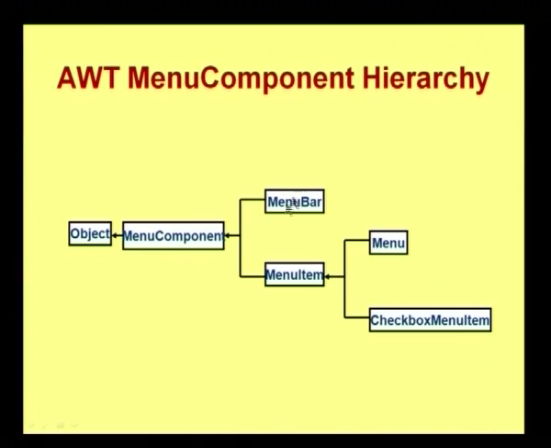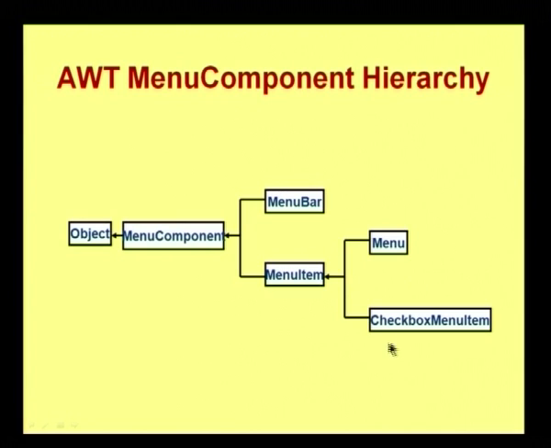So, you can see here object. So, menu component is again a type of object. This menu component could be a menu bar or a menu item. Menu bar is your component which is going to hold many menu items. So, you can see that file. Inside file you have options like open, save, save as, all these. So, all these are menu items.